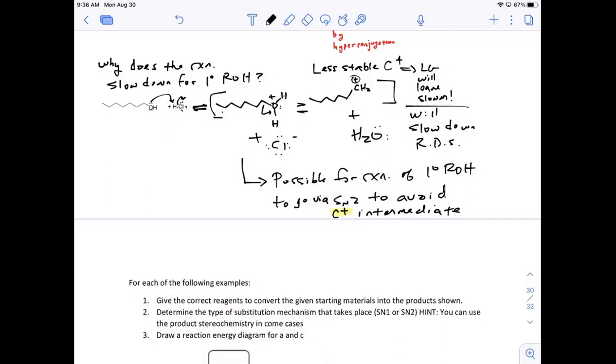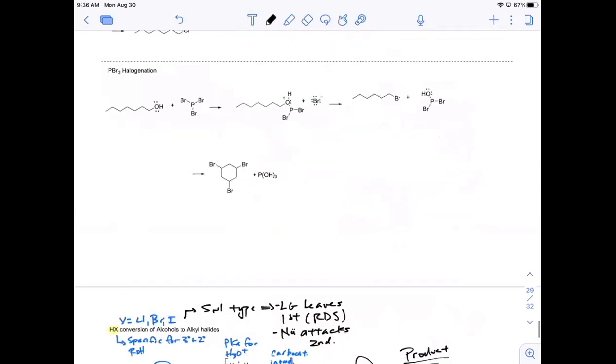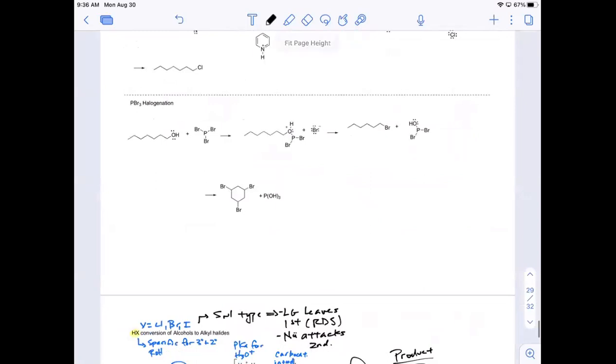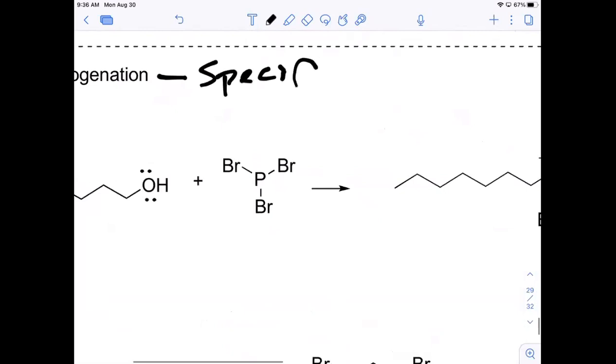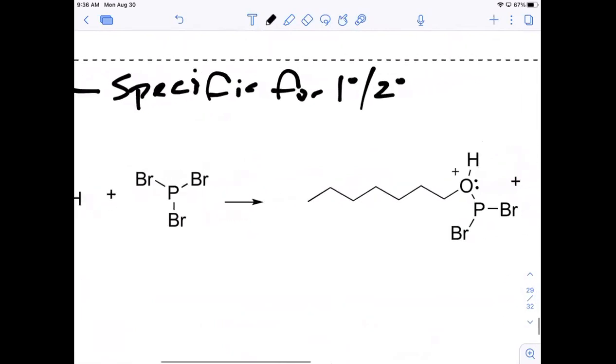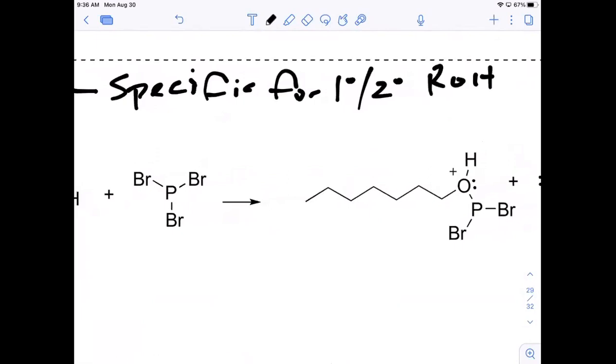All right, let's do the next method, which is to use PBr3. And this method is specific for primary and secondary alcohols. Can you take a guess as to why, or what type of substitution mechanism this goes through, if it's specific for primary or secondary, based on what we just talked about down below? Well, SN2, yes. The substitution is going to be more of an SN2 type mechanism than an SN1 type mechanism. All right, great, that was great.